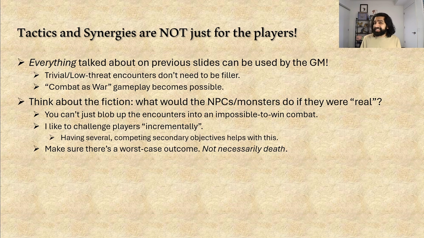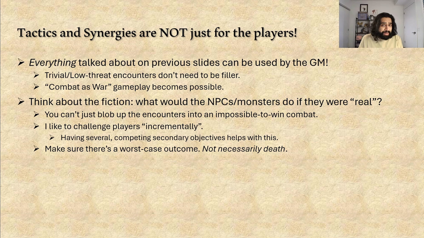This is not necessarily death. The players are not stupid. If they fought 4 goblins earlier and that felt like a low threat encounter and now they're seeing 60 goblins, they know they can't win that. They'll just retreat. But retreat might have a cost.